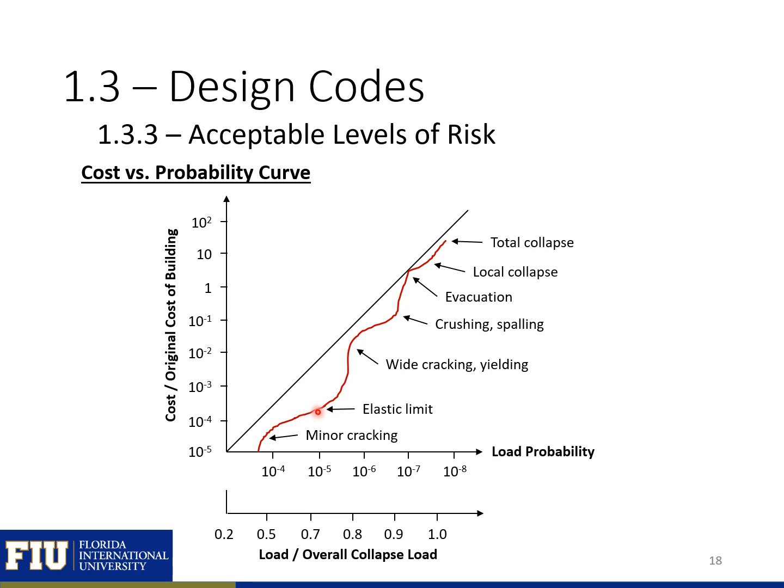So we may reach the elastic limit for a lower probability event, and then come up and have wider cracking or yielding, then maybe crushing or spalling, and then finally evacuation and ultimate collapse. And these events will cost more to repair, but they're less likely to happen. So we need to think about where on this curve we want our minor cracking to occur, our elastic limit, and some of these other points.